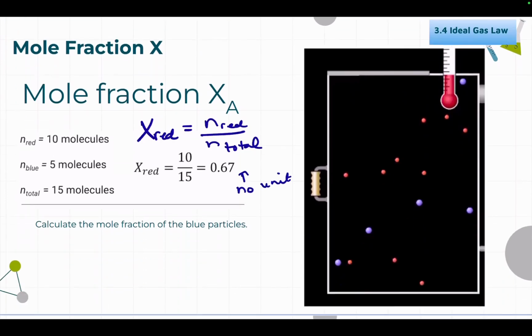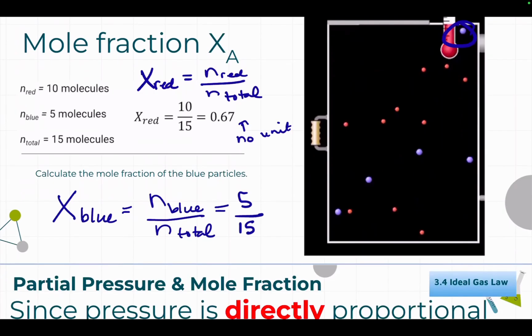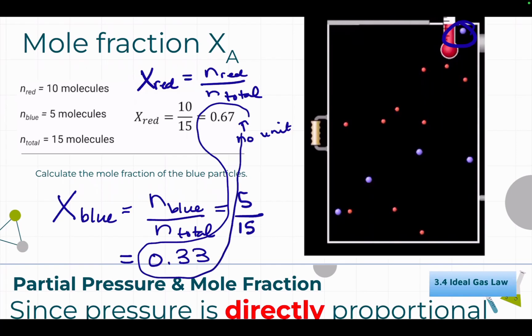If I were to do the blue, the mole fraction of the blue is going to equal the moles of the blue over the total moles. In the picture, and there is one hiding up there, just realize there are 5 molecules, particles, moles, they all work. 5 moles of the blue for every 15 total. So the mole fraction of the blue is going to be 0.33 repeating. Notice the mole fractions of these two add up to 1. Even if I add more than one gas, the mole fractions should all add up to 1.